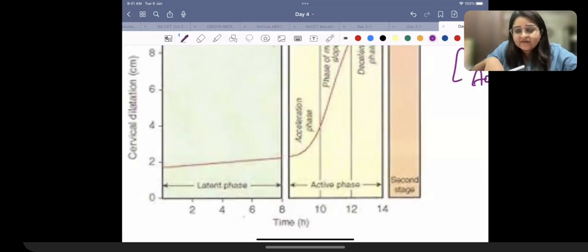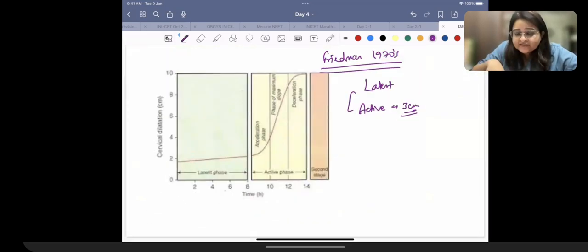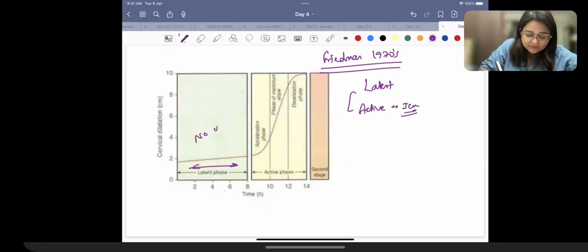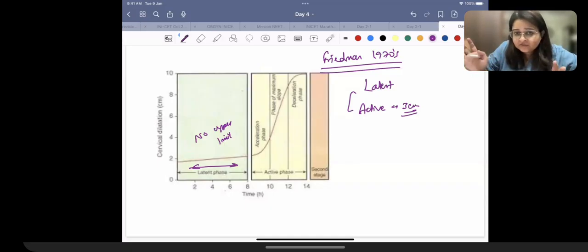But this graph is sometimes asked in the exam. I have seen questions where this graph has been asked because it's very important from a historical perspective. Okay, so the latent phase, remember, has no defined duration. It can take place even over days. Okay, so there is no upper limit, that in this much time, the latent phase has this much limit. So it can take place over an undefined period of time.